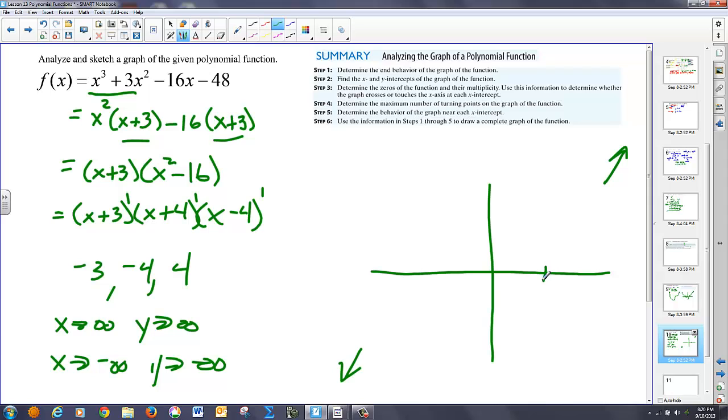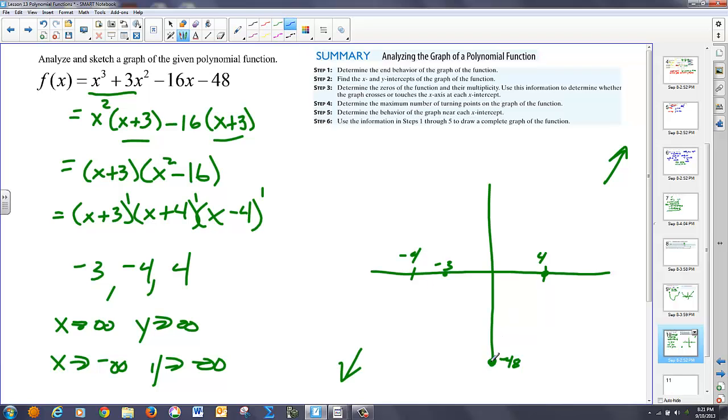Let's put in our intercepts. Here's a 4. Here's a -3. And here's a -4. It's going to cross the axis at all points because my multiplicity is 1. I'm going to find out what my y-intercept is. It ends up being -48, way the heck down here, because I set x equal to 0 and get out -48. Again, this graph's not going to be to scale, but it'll be a general idea of what's going on.